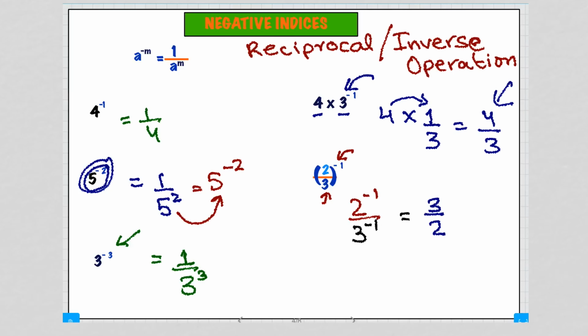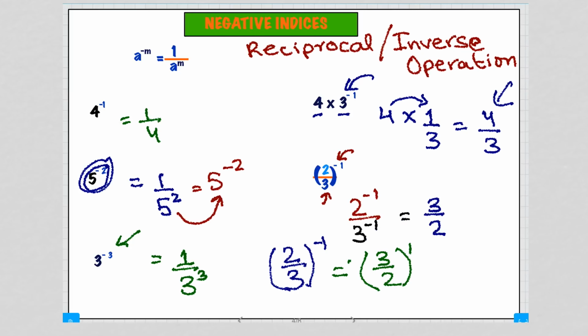So another way to do it: if you have 2 over 3 to the power minus 1, you can simply write it as 3 over 2, and then the power is plus 1, but you don't need to write plus 1. You can simply swap the numerator and the denominator. But this is a more detailed way: you apply the powers first to both numerator and denominator, then I know it's negative, you swap the numerator to bring 3 up and 2 down.